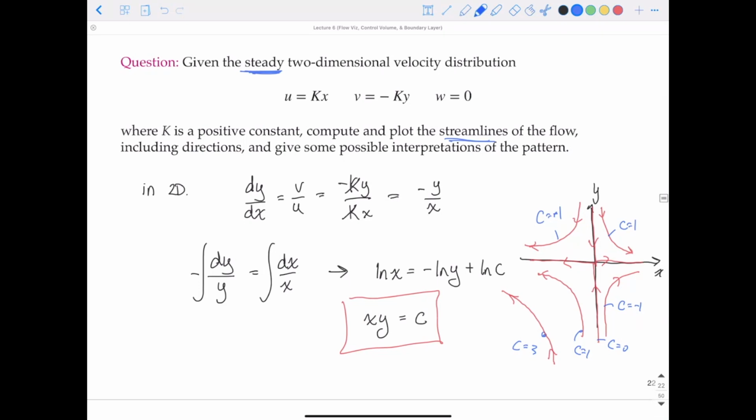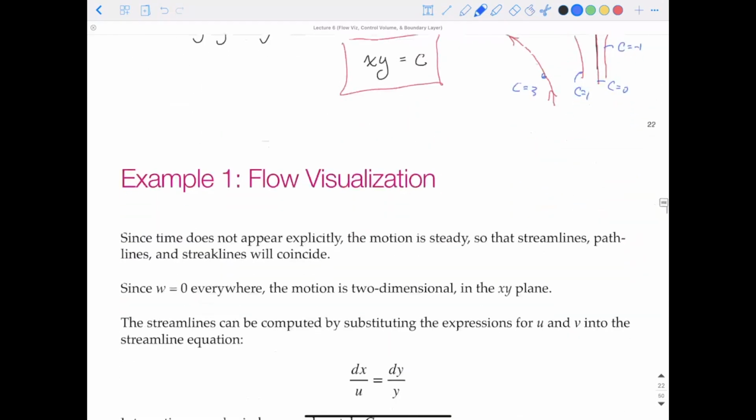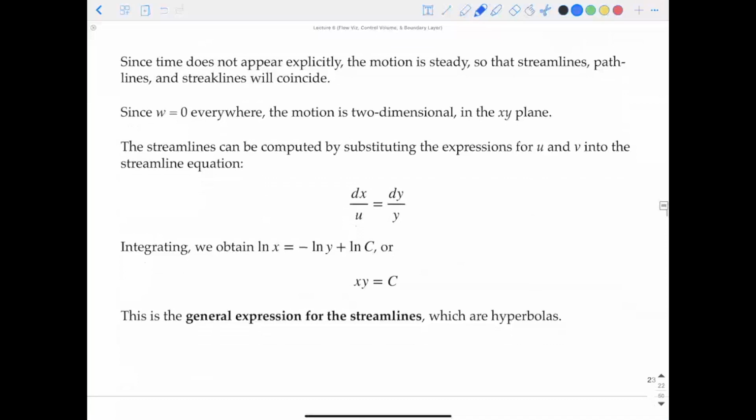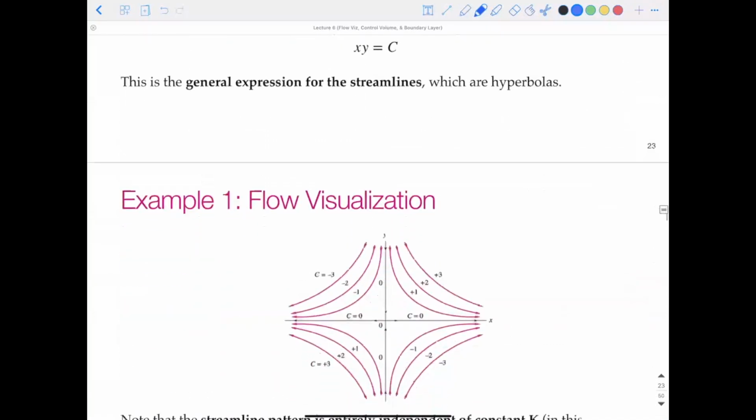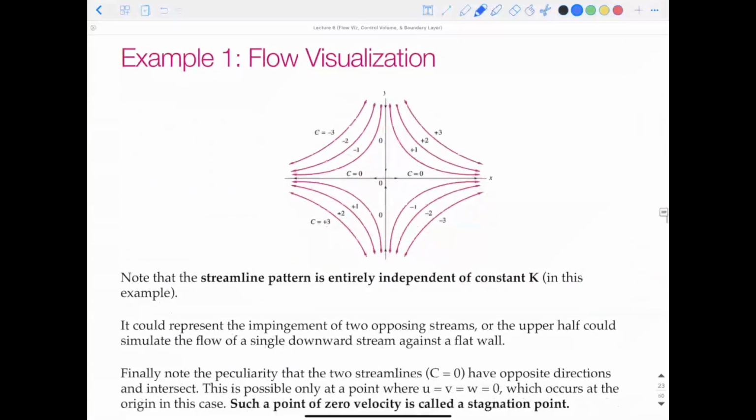So if we scroll down here, this is the work that we just did. And here's an actual full plot of what that streamline field would look like. This streamline pattern is entirely independent of that constant k. It doesn't matter the magnitude of the velocities, it matters the relative velocities of x and y because that determines your direction.